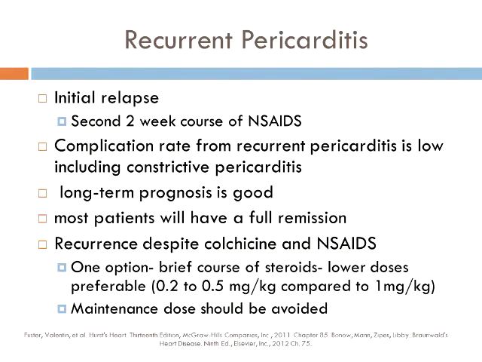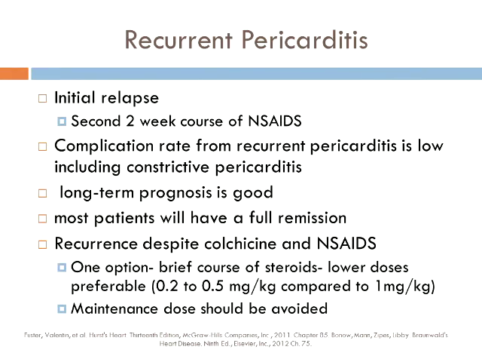For recurrence despite colchicine and NSAIDs, one option is a brief course of steroids, and at that point we recommend steroids, and they actually recommend very low doses on a recurrence. They tend to do well. They don't recommend maintaining a maintenance dose on these people.